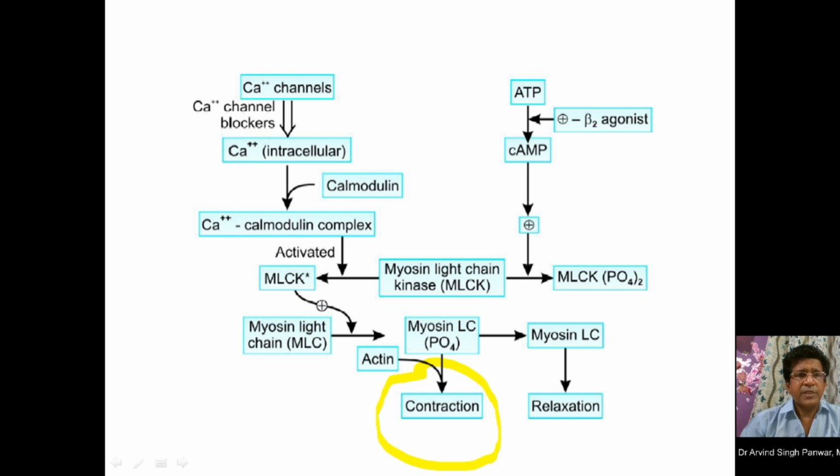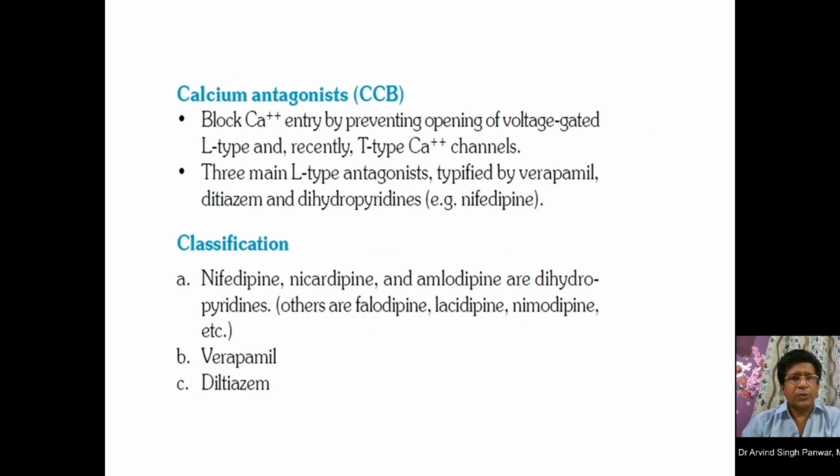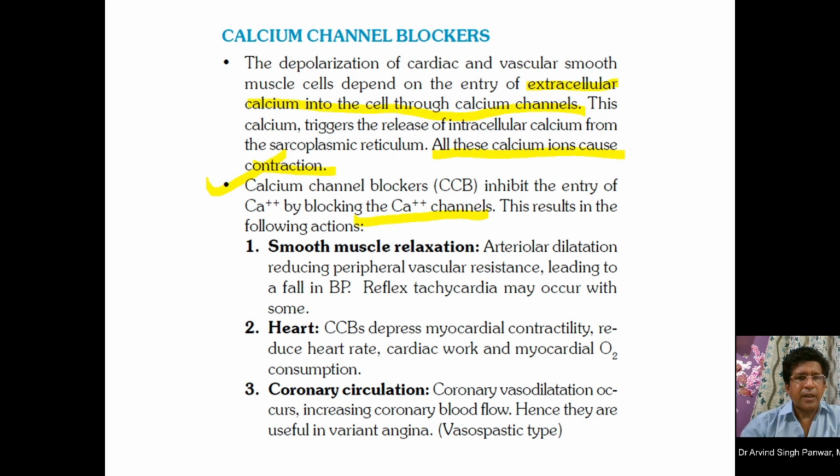This is the mechanism. Calcium channel blocker ultimately blocks the entry of calcium inside the channel, and ultimately this contraction will not occur and there occurs relaxation of the muscles, which leads to dilatation of the coronary blood vessels. So because of this, there occurs smooth muscle relaxation, that is arterial dilatation, reducing peripheral vascular resistance, leading to a fall in the blood pressure. Reflex tachycardia may occur with some. Calcium channel blocker depresses myocardial contractility, reduces heart rate, cardiac work, and myocardial oxygen consumption.